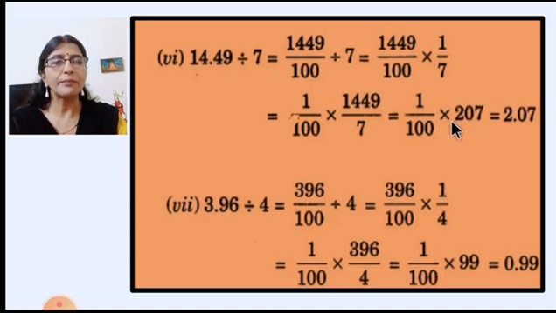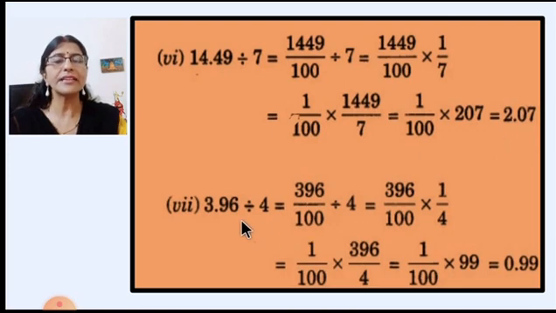Now you can write one more step. 207 into 1 is 207 upon 100. And then we will convert it into a decimal number. 2 zeros are there in the denominator. That means you have to divide 207 by 100. So the point will be shifted to the left by 2 places. So you will get the answer 2.07.